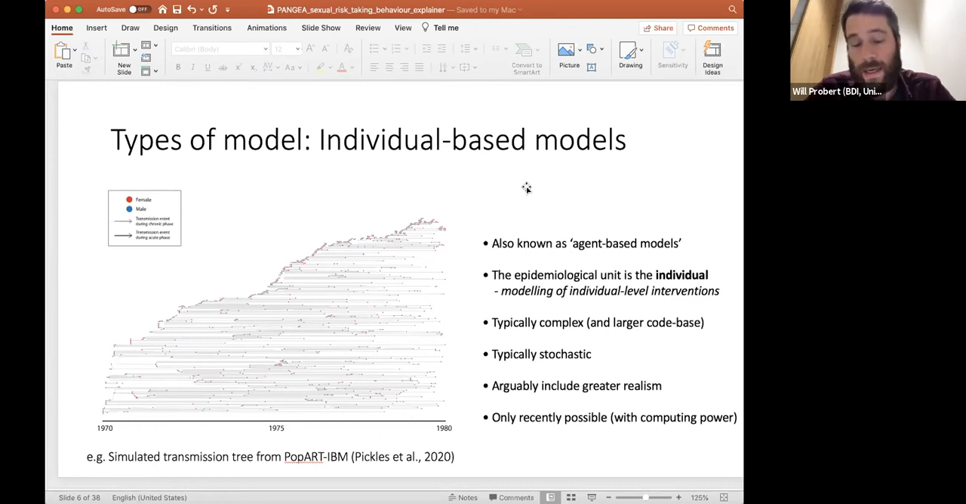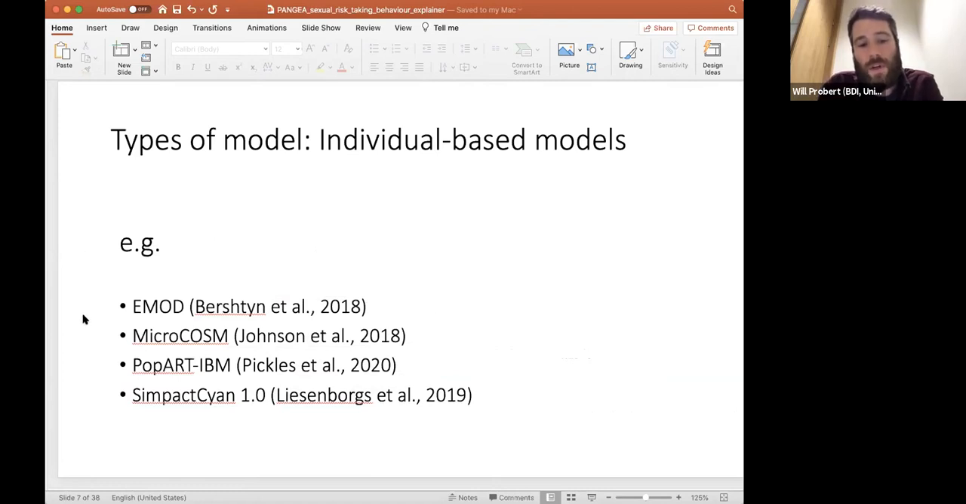These sorts of models are typically quite complex and have much larger code bases than analytic models. They're typically stochastic. You could argue that they potentially include greater realism because of these individual-level interventions. And, on certain scales, they've only recently become possible with computing power, whereas analytic, or compartmental, models have been around for a long period of time. So a lot of the common models that you hear of are individual-based models or a hybrid that includes some individual-based component.